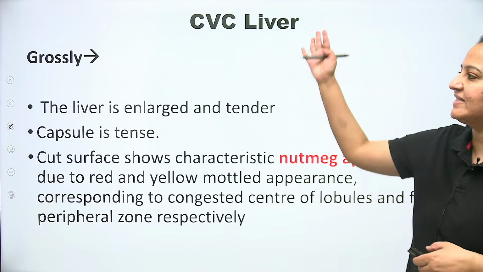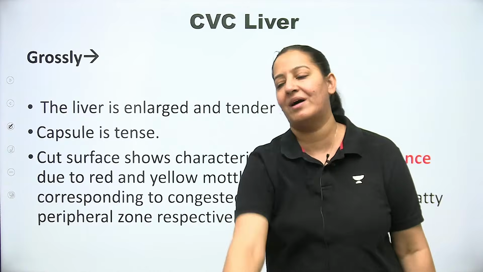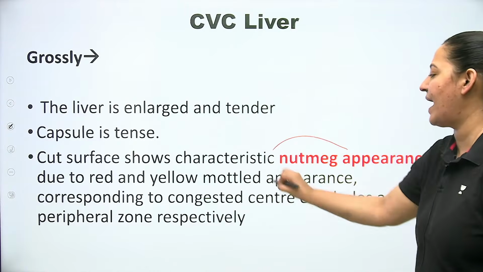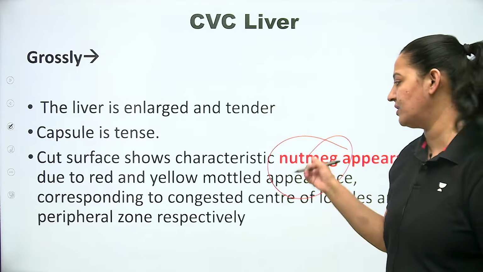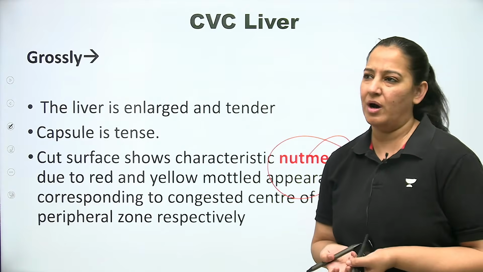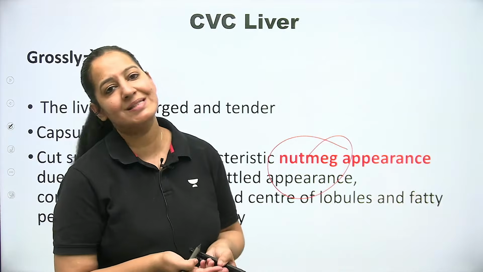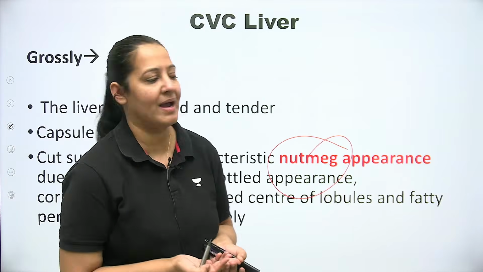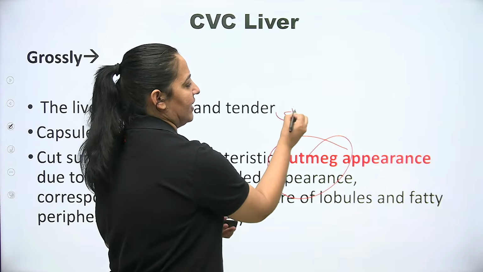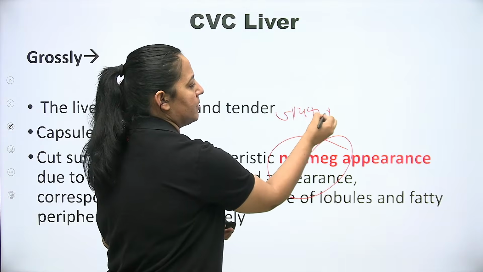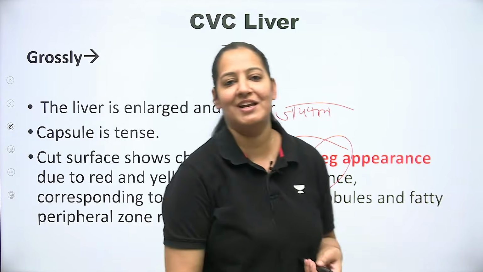So let me start. CVC liver gross. In gross, you may write one word. One word is nutmeg liver. What do you mean by nutmeg? It is present in Indian kitchens. It is edible. Maybe you are also eating it. I consume it. Right. So what is nutmeg? Do you know the Hindi name of nutmeg? In Hindi, nutmeg is known as jaifal. Do you have jaifal? Ask your mothers. They will tell you what is jaifal.